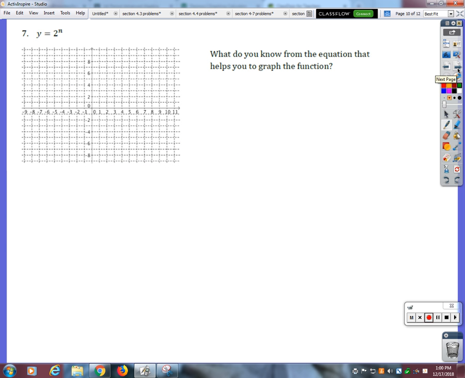What do you know from the equation that helps you to graph this function? What is the y-intercept this time? Nope, it's not 2. What's the number in front of the 2? Yeah, the y-intercept is 1. So they did not write that 1 in there, but you can think of this as y equals 1 times 2 to the n. Okay? So the y-intercept is 1.